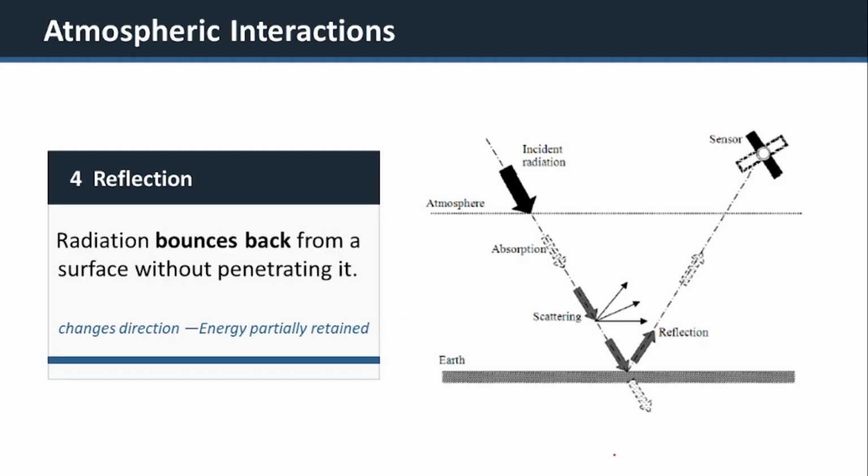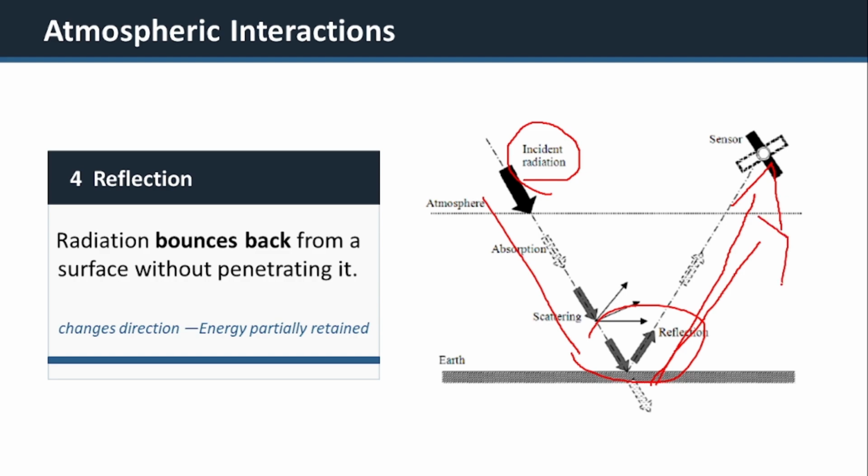Now the last and the most important atmospheric interaction is reflection. What is reflection? Reflection in remote sensing refers to the portion of the incoming electromagnetic radiations coming from the sun that strikes a surface and is bounced back toward a sensor. Here you can see in the diagram, this is the incident radiation from the sun and then it strikes a surface and then it bounces back to the sensor. This is reflection. The direction of the incident radiation changes and the energy is partially retained. Now you better understand the atmospheric interactions I have explained to you one by one.